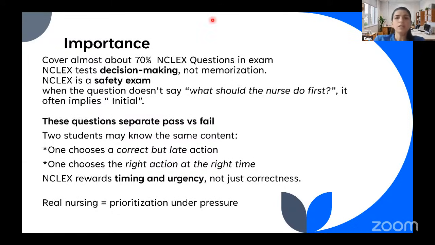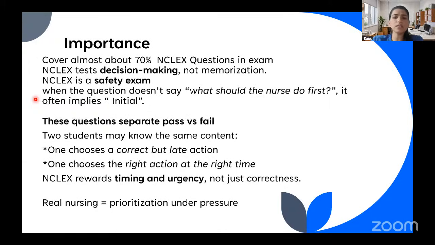Okay. Now, the next thing is about why these questions are important. Another point I see is that sometimes the question doesn't say first, priority, initial. They never use those words, not even most and best. But still, those questions demand that you answer what you are going to do first. So this causes a lot of confusion. I have seen this recently in my chat boxes on WhatsApp.